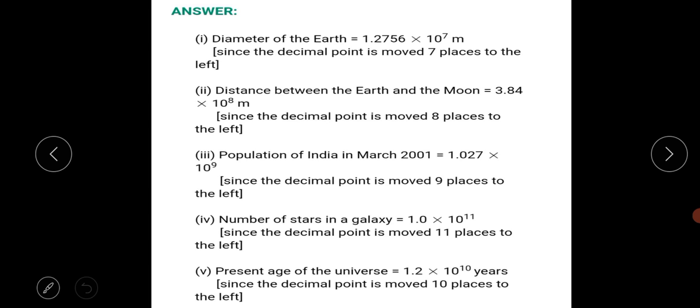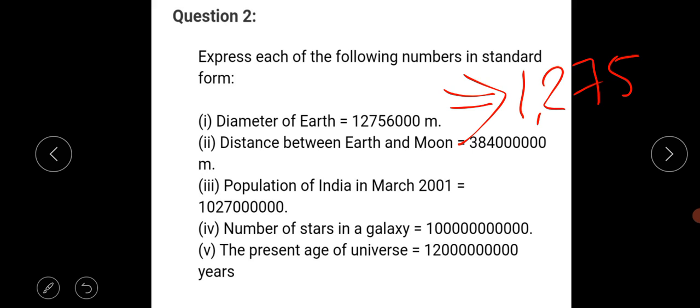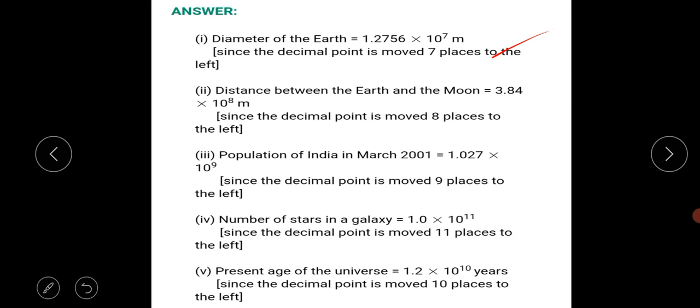So how can we do this? Diameter of the earth is 1.2756 into 10 to the power 7, because previously it is given as 12,756,000 meters. So after converting into the standard form, you will have 1.2756 into 10 to the power 1, 2, 3, 4, 5, 6, 7. Yes, because the decimal is moved 7 places to the left.